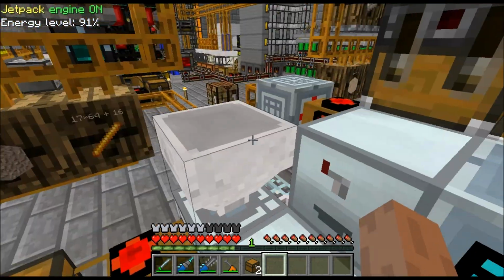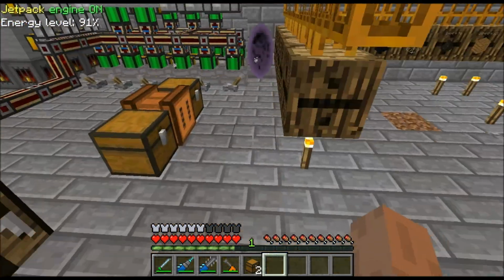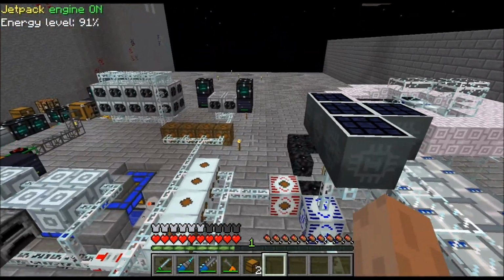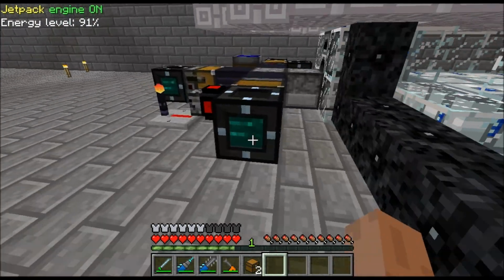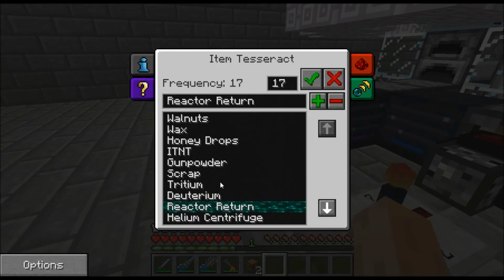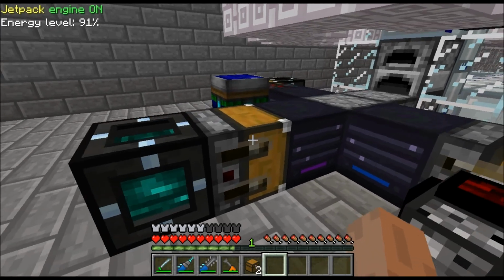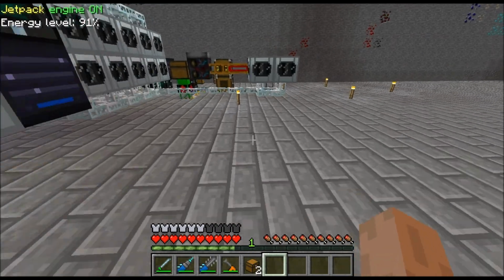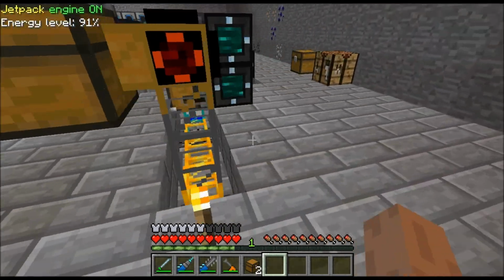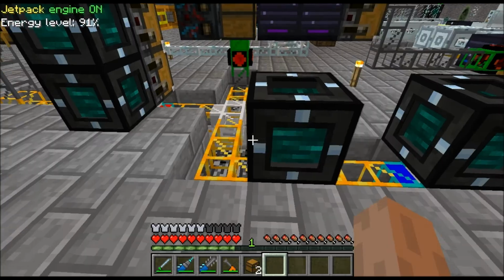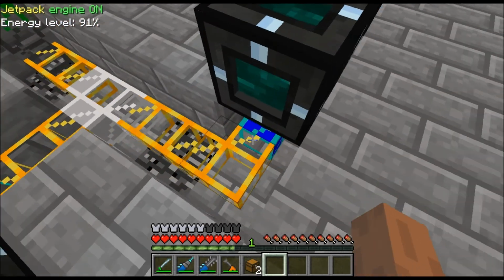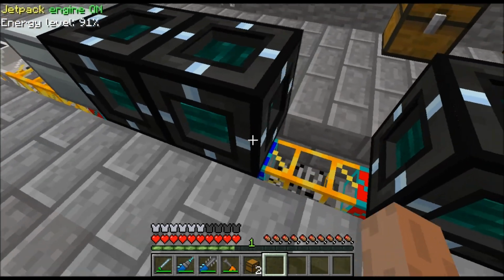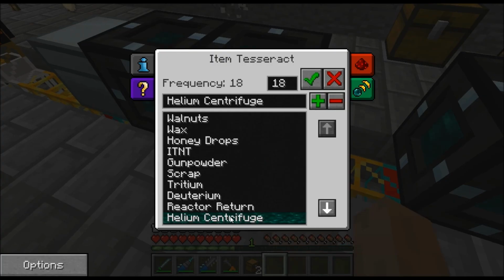So what I am doing is, we go back. The reactor return tesseract pulls out the empty cells and the helium, and it comes over here and gets reinserted into the system. So reactor return goes down, and then there's a diamond pipe under here which directs the flow this way. And then for this guy, I have the helium centrifuge.